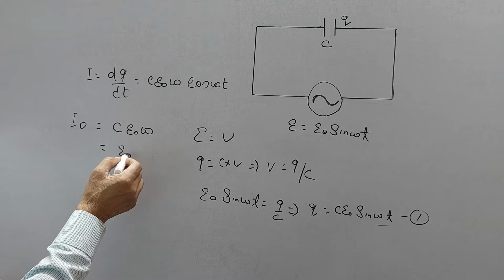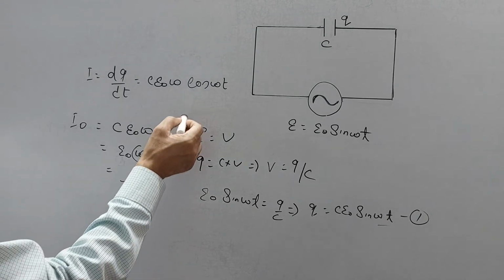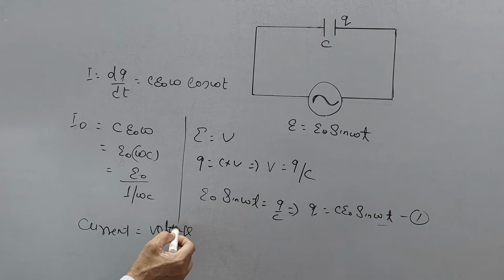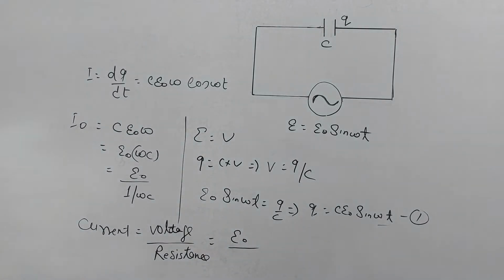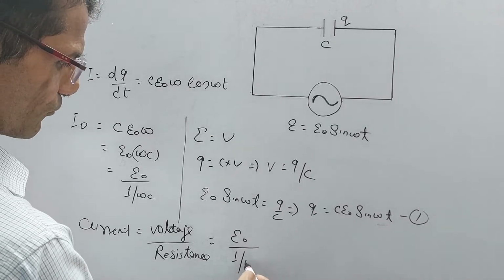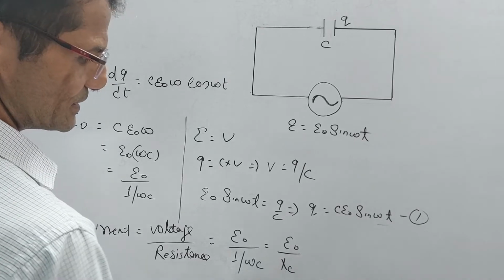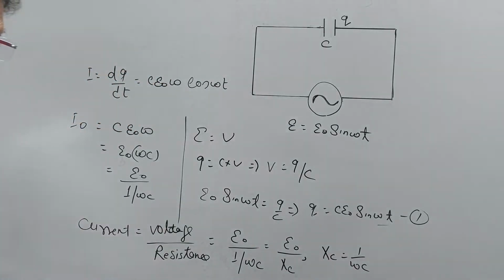If I write this in this format, it is E naught omega C, and also E naught divided by 1 upon omega C. If I compare this value with current, we know that current is equal to voltage divided by resistance. If I compare, E naught is the maximum amplitude of the voltage, divided by the resistance 1 upon omega C. This resistance 1 upon omega C is represented as Xc. Xc is known as capacitive reactance. This Xc, whose value is 1 upon omega C, is known as capacitive reactance.